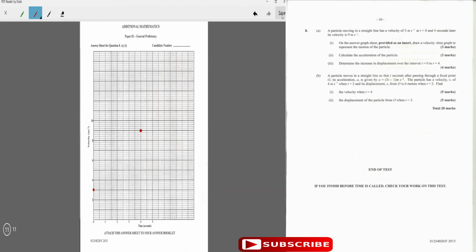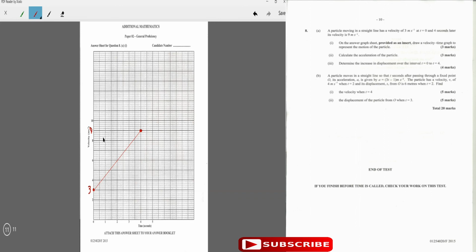On the answer sheet provided, draw a velocity time graph. So you draw your velocity time graph like this, from 3 meters per second to 9 meters per second. This is 3. This is 9.